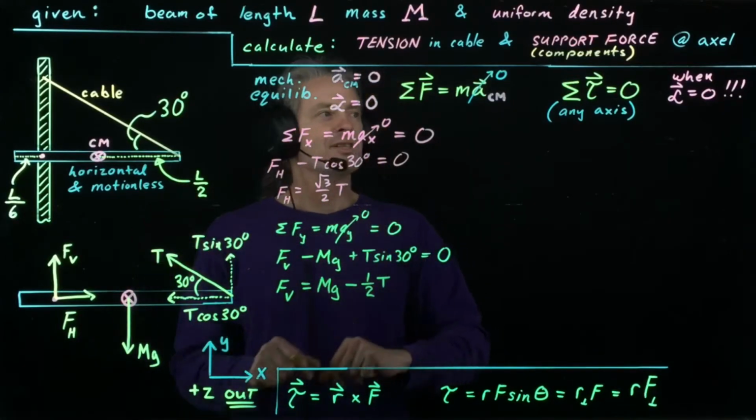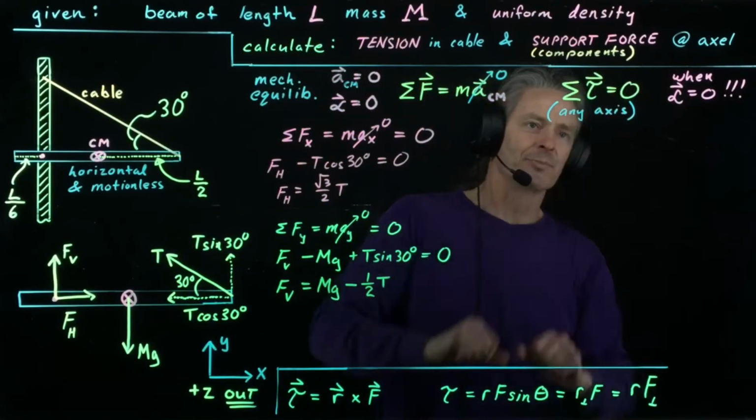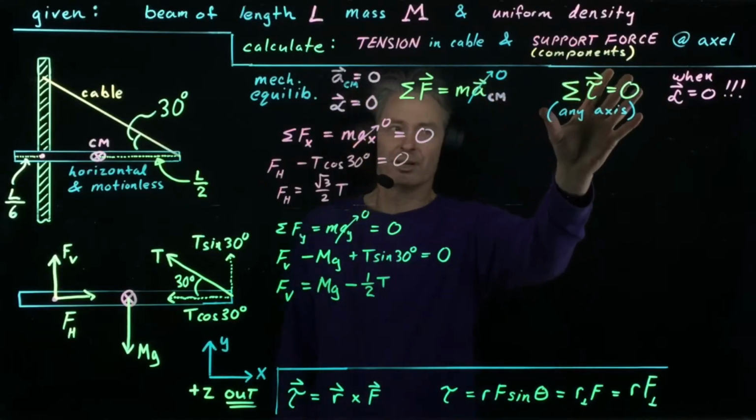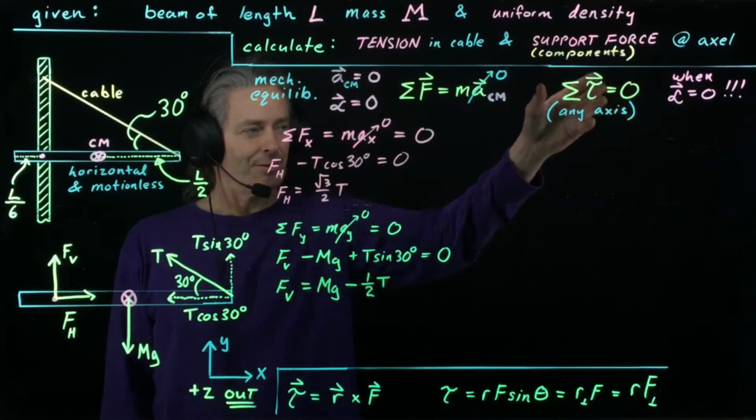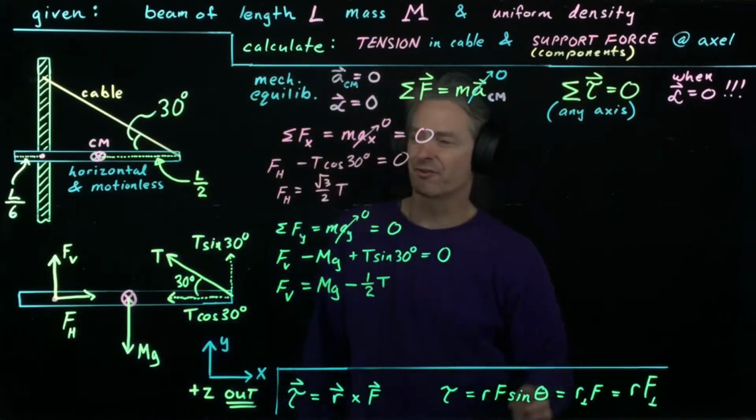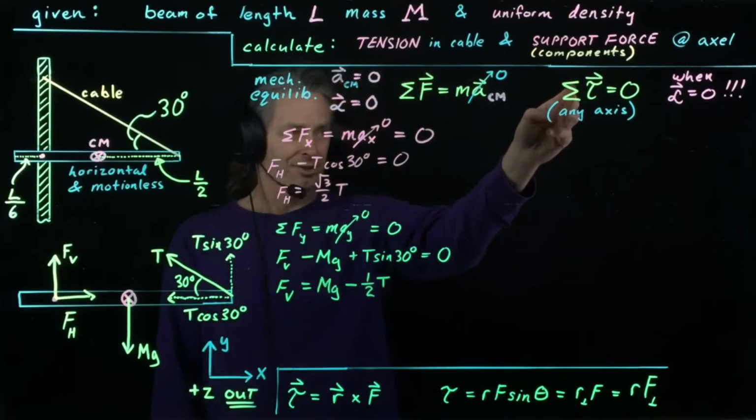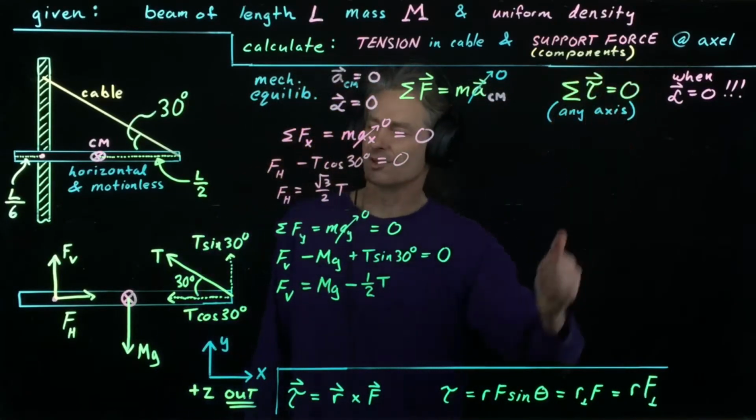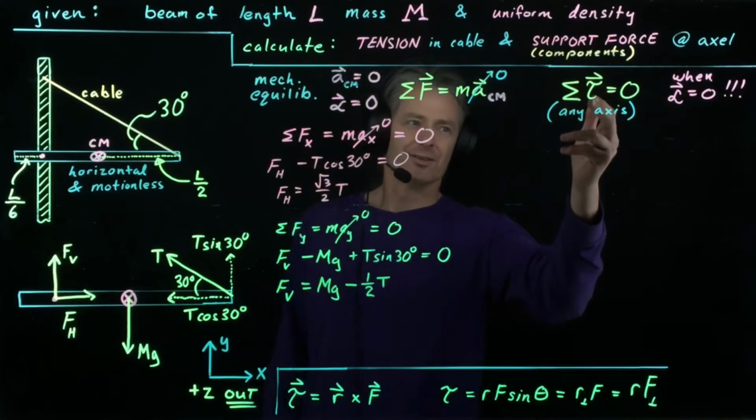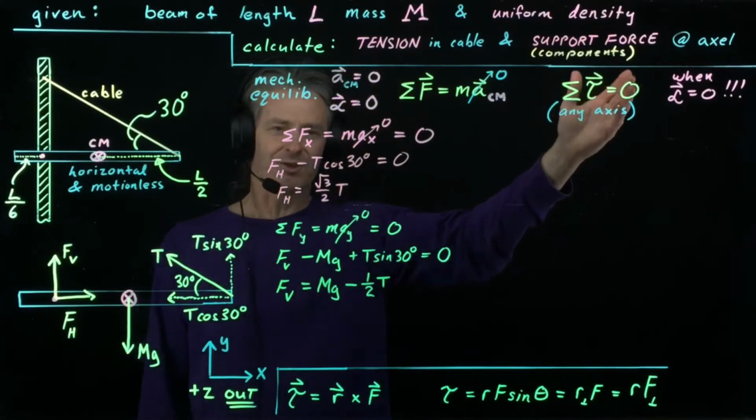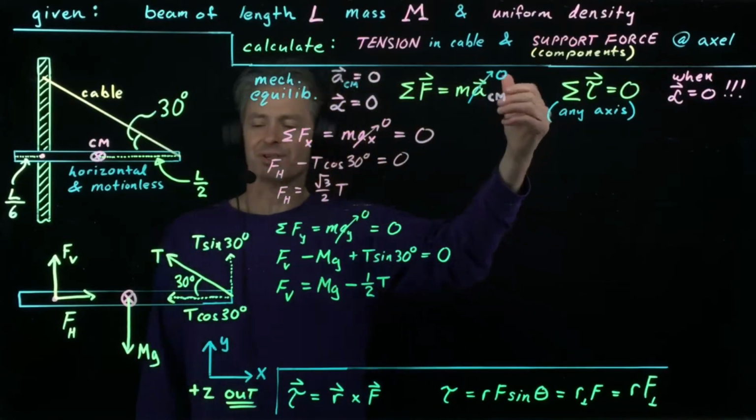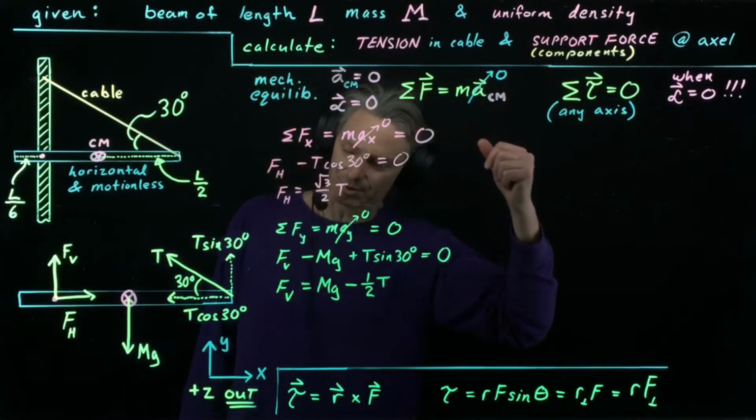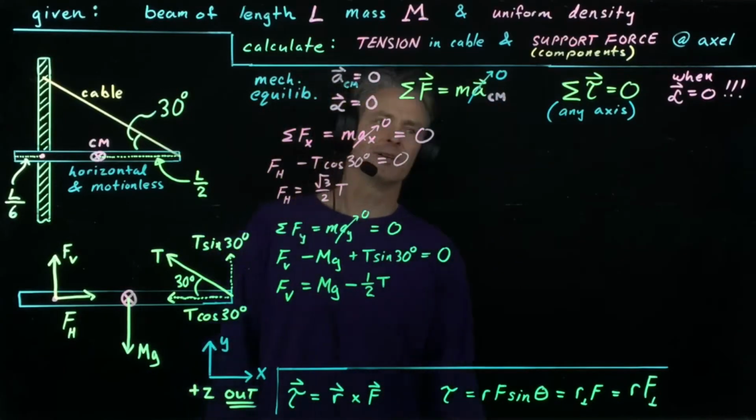All right, so let's now move over to our torque expression. The sum of the torques is equal to 0. This is a vector equation. Torque is a vector. So if the sum of the torque vectors are equal to 0, that means the sum of the torque components in the x direction are 0, the sum of the torque components in the y direction are 0, and the sum of the torque components in the z direction are 0.